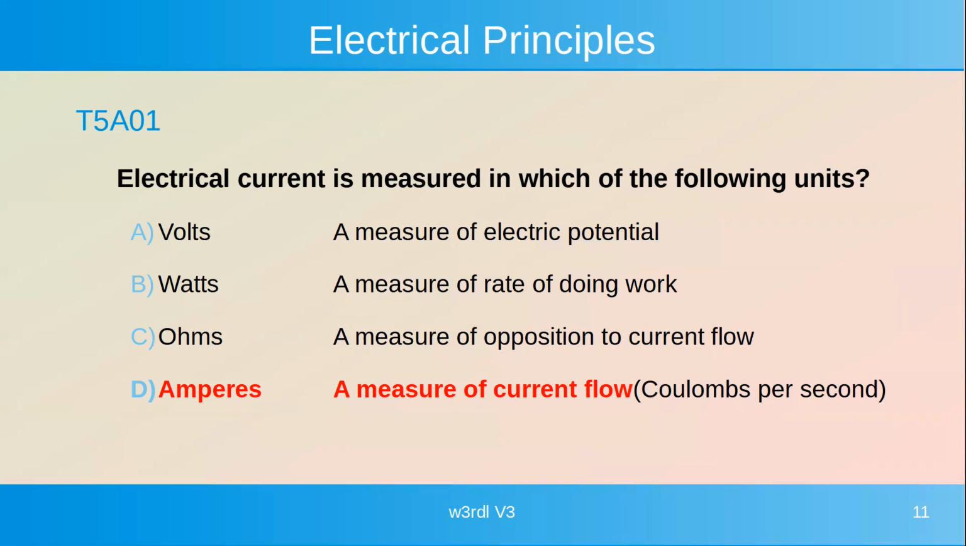Now, on the answers, I've added this other stuff of what the wrong answers are. So amperes is a measure of current flow. It's actually coulombs per second. Ohms is the measure of the opposition. Watts, which we haven't got to, is a measure of power or the rate of doing work. And volts is the electric potential or force.